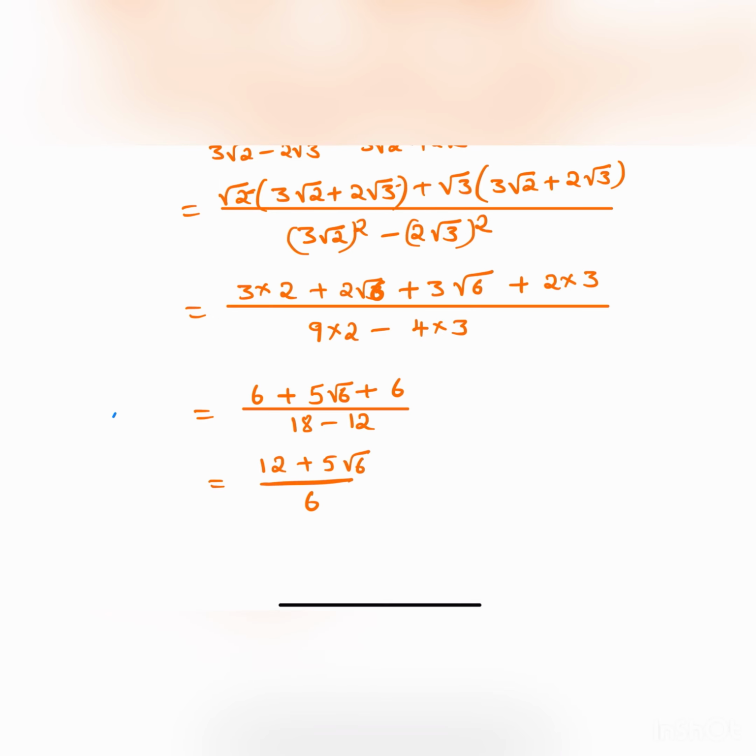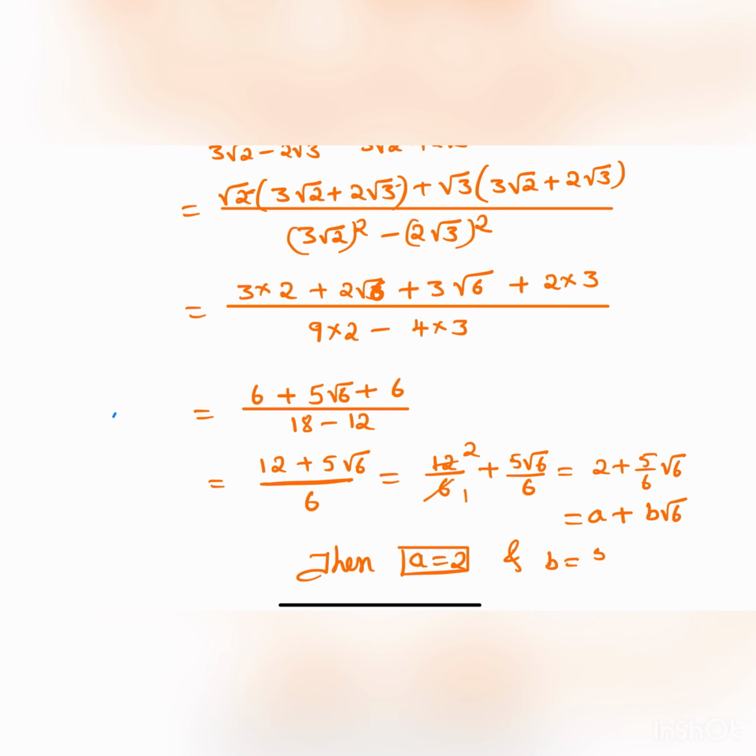And let us divide the numerator terms by 6. 12 by 6 plus 5 root 6 by 6. And we will get 6 1s are 6, 6 2s are 12, so 2 plus 5 by 6 root 6. Let us compare this with a plus b root 6. Then a is equal to 2 and b is equal to 5 by 6.